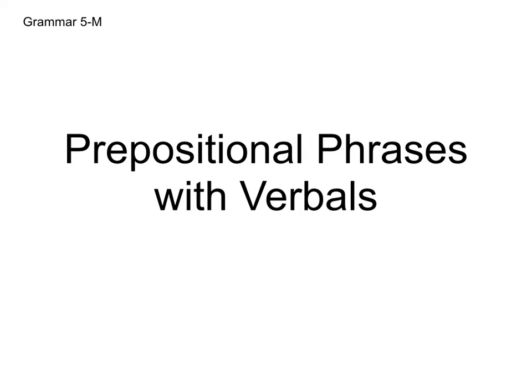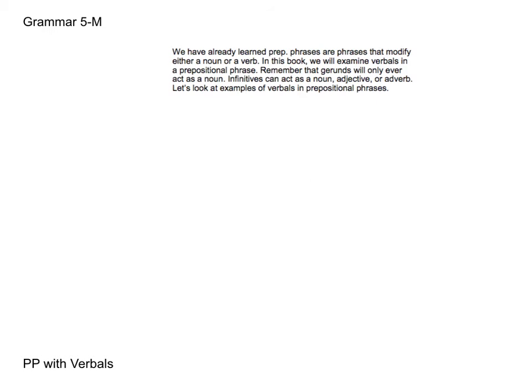And then the last thing we're going to go over before diagramming is prepositional phrases with verbals. So in the last book, we went over prepositional phrases that are inside a verbal phrase. So now we're going to examine verbals in a prepositional phrase. So remember that gerunds will only ever act as a noun, and infinitives can act as a noun, adjective, or adverb.